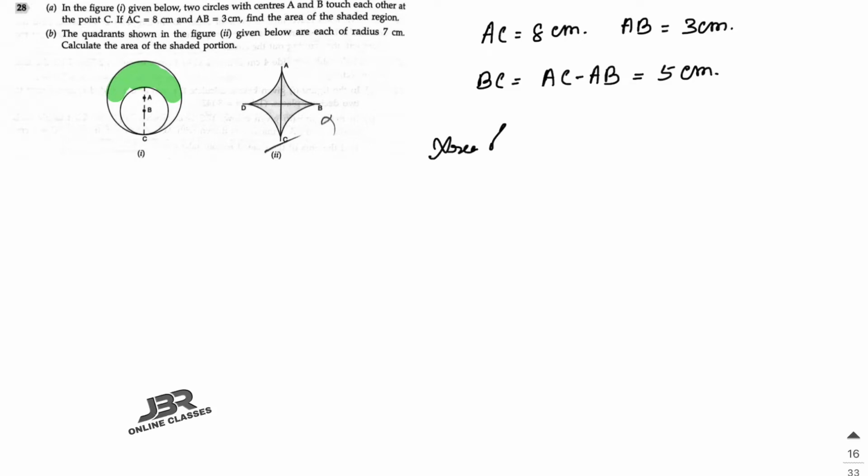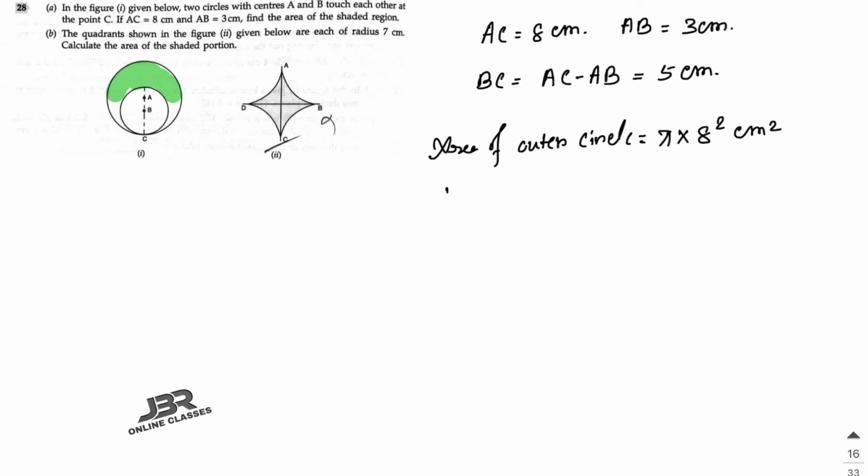It's very easy. As AC equals 8 centimeter and AB equals 3 centimeter, definitely BC equals AC minus AB, that means 8 minus 3, so it's 5 centimeter. First you have to find the area of the big circle, the outer circle. Area of outer circle, 8 is the radius, so that means pi into 8 square centimeter square.